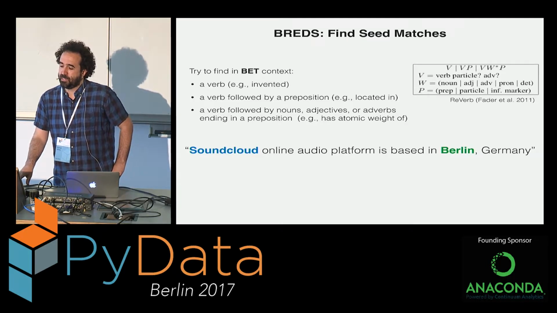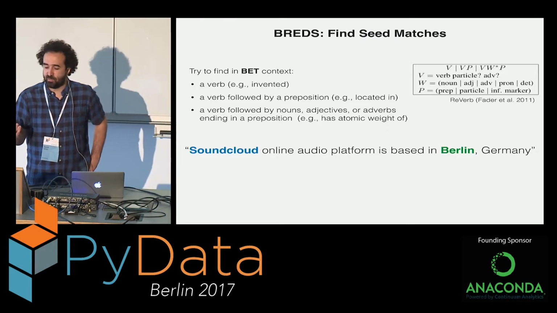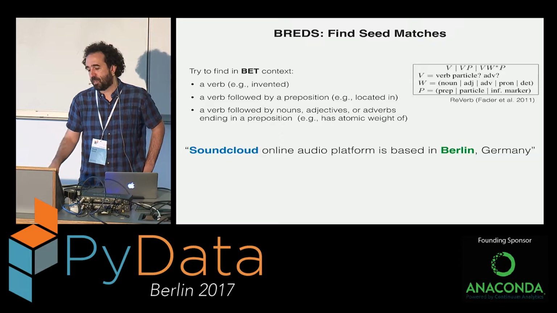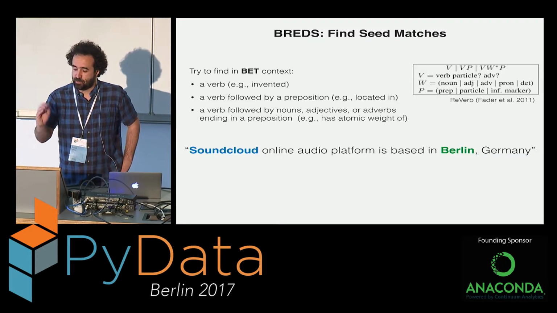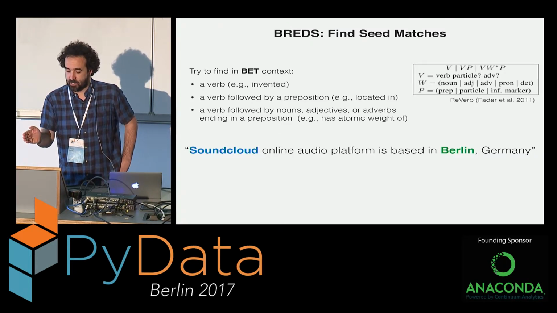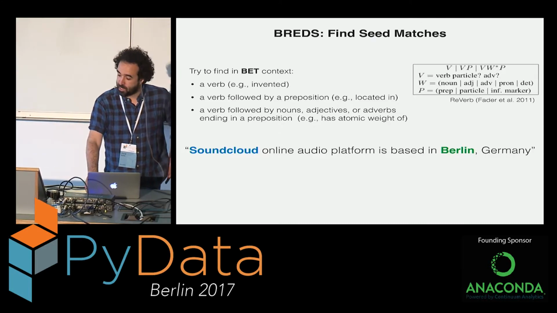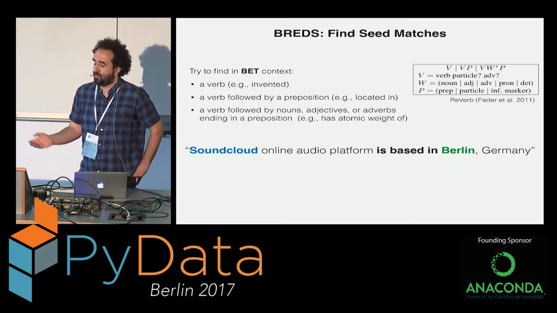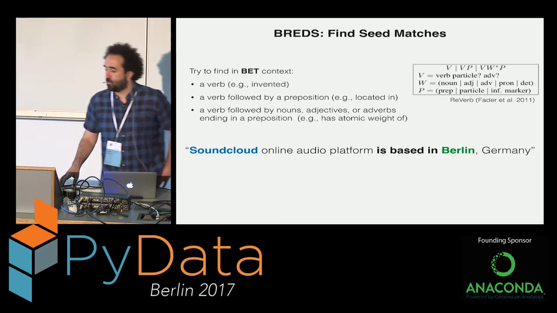Basically, it restricts a relationship between two named entities to be a verb followed by a preposition, or a verb followed by nouns, adjectives, adverbs, and ending in a preposition. So if we try to apply this pattern to these sentences, looking for the text between SoundCloud and Berlin, we just select these words. And this is perfect. Now the other ones we can discard, and we are just going to use these three words, is based in.